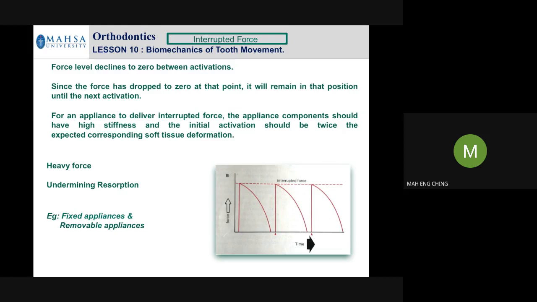So this causes heavy force, but when the component becomes non-active, the force will decrease to zero. So heavy force, we know heavy force will cause undermining resorption, which is not what we want. So if possible, we want to have frontal resorptions. So this can be done by fixed appliance or removable appliance, but most of the time removable appliance. Fixed appliance depends on what type of wire you're using.